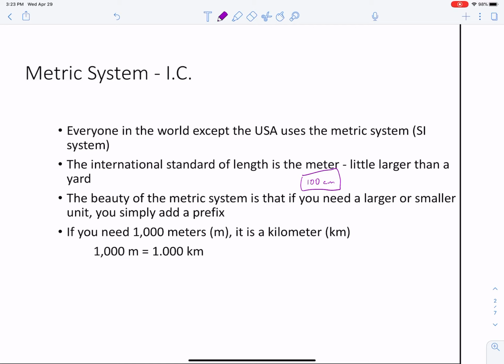Remember, centi means 100. So if you divide a meter into 100 parts, you have a centimeter. If you take a meter and you multiply it by 1,000, you end up having a kilometer. So 1,000 meters is equal to 1 kilometer. The beauty of this metric system is if you need a larger or smaller unit, you just add a prefix. So if it's smaller, you put centi. If it's larger, you do kilo. This allows us a kind of standard way of looking at things.